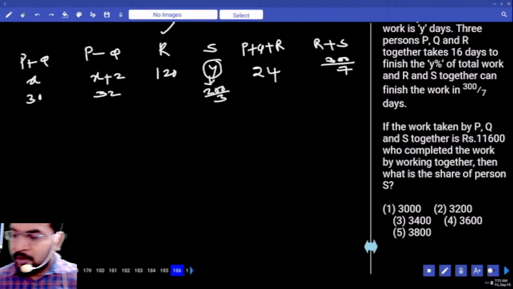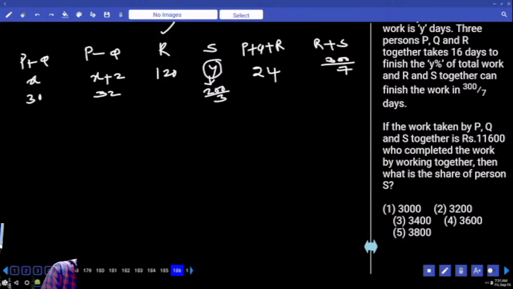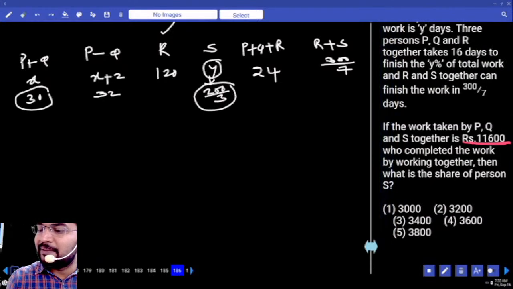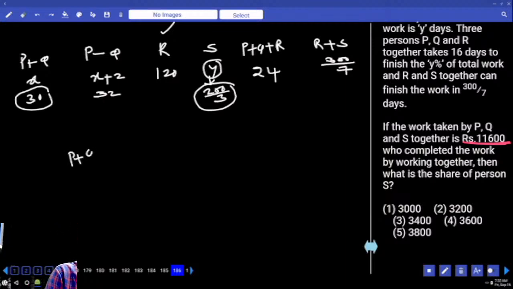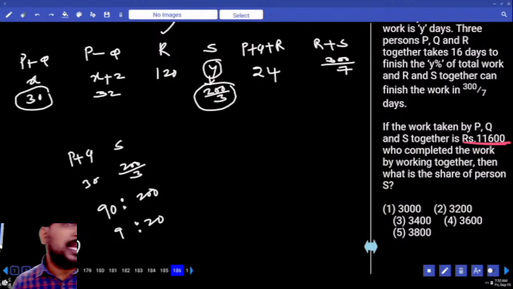Okay, P, Q, S. They're asking for the share of S. Yes, S's share. P, Q, S together work for how much? 11,600. If you observe, PQ is 30 days, S is 200/3. Simply we can write as 90:200, that is 9:20. This is the days ratio. Then the efficiency ratio is 20:9. Are you clear or not?